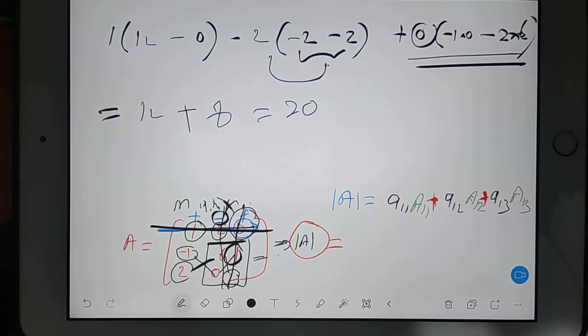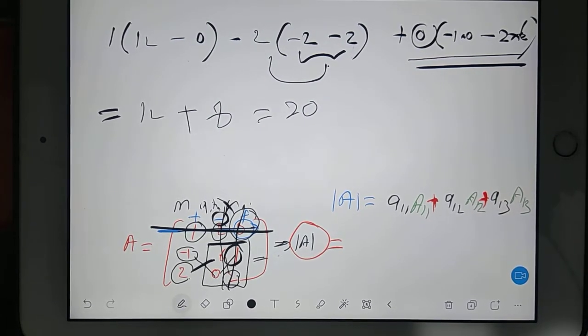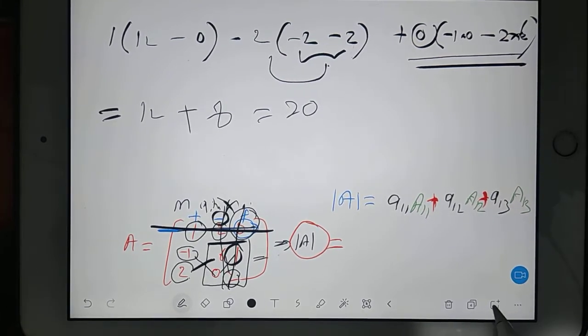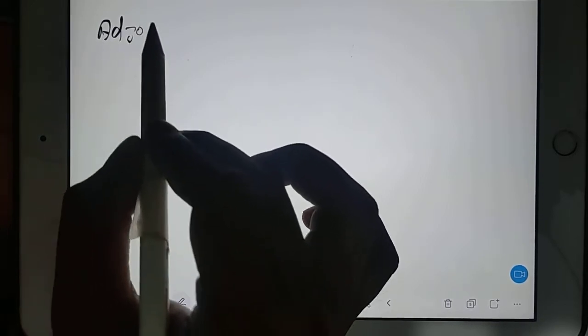Now we have to learn what is called the adjoint, and the adjoint is very, very important. How to find out the adjoint? I'll change the page. Now go for adjoint.